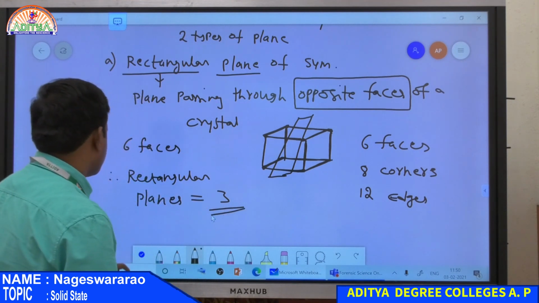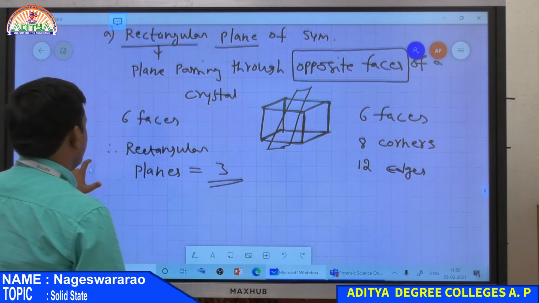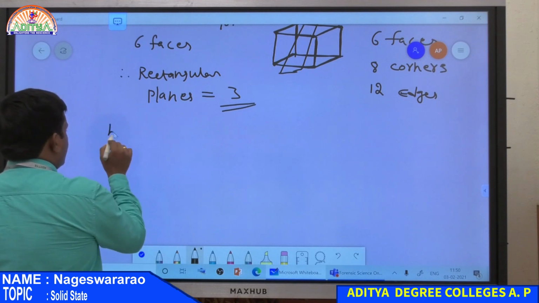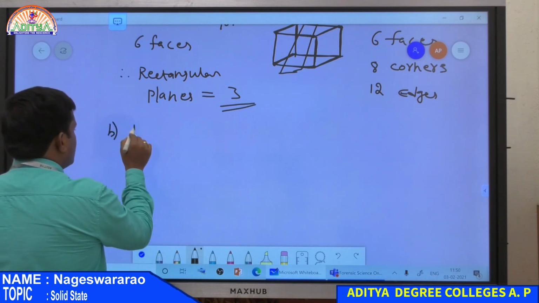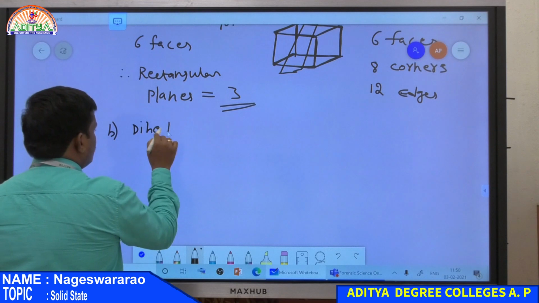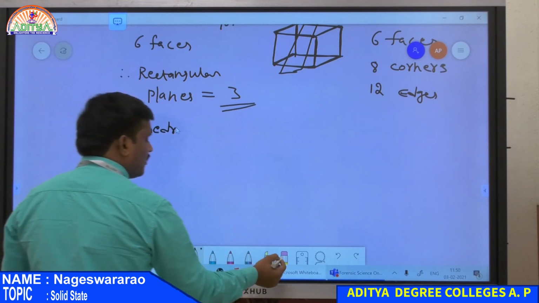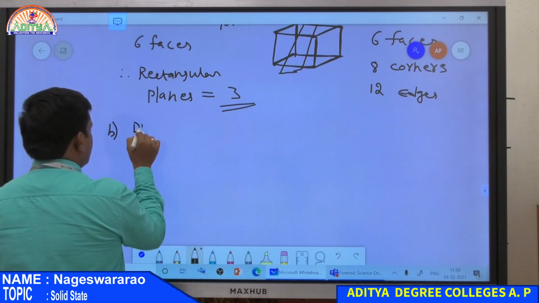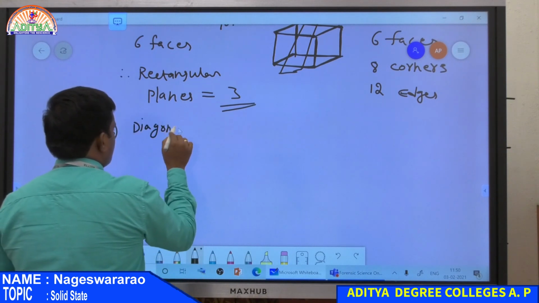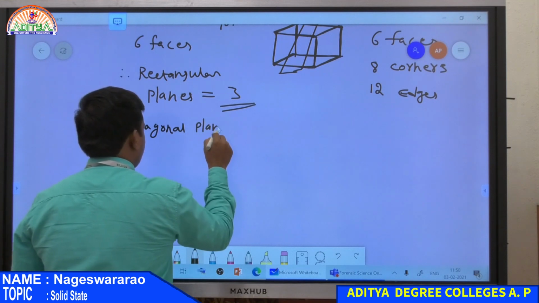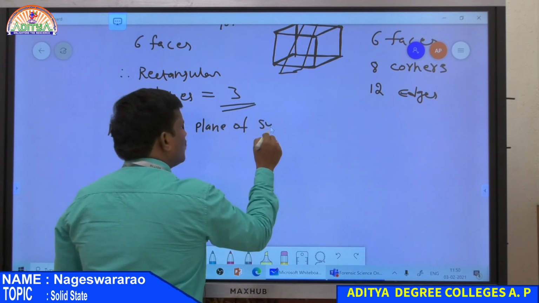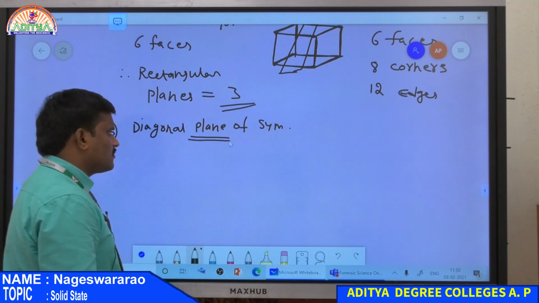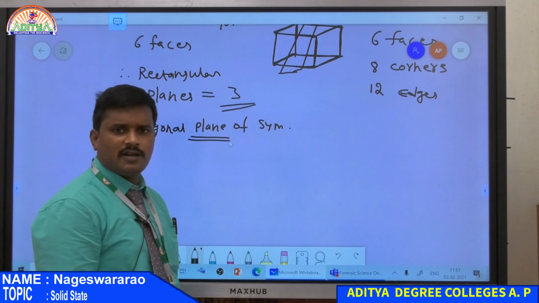And the second one is dihedral plane of symmetry. So plane of symmetry is 2 types. First one is rectangular and the second one is dihedral or simply diagonal plane of symmetry. So diagonal plane of symmetry is nothing but, first of all, it is a plane. That means it is passing through the crystal and cuts the crystal into 2 mirror images.